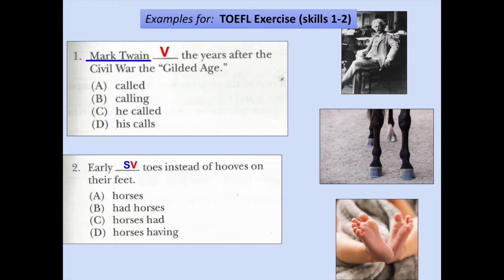Number 1, we said the answer would need a verb because there is no verb in the sentence. So now we know the answer needs to be a verb. So let's look at the answers and eliminate the obviously wrong answers. So look at B, calling. Okay? We know the continuous tenses need a be verb and verb ing. So B cannot be our answer.